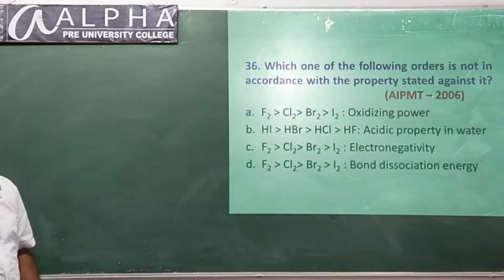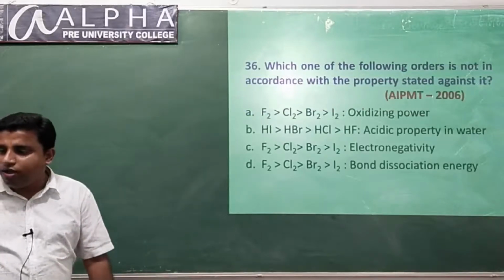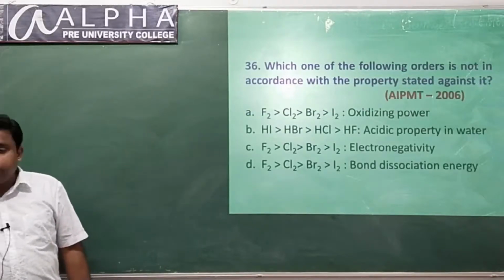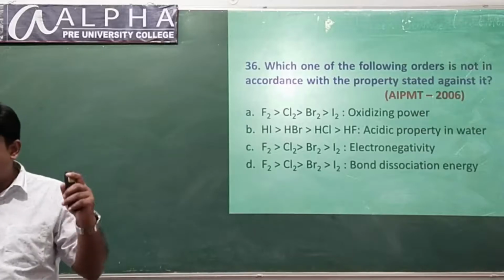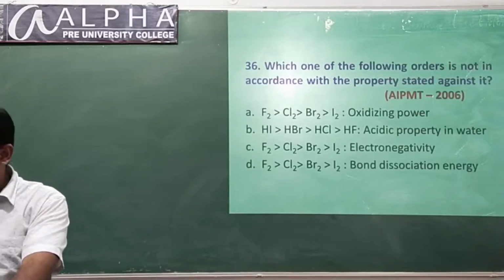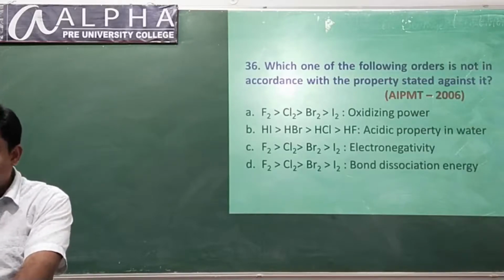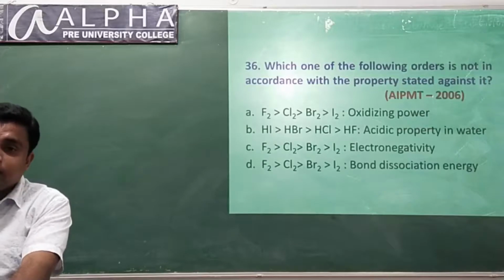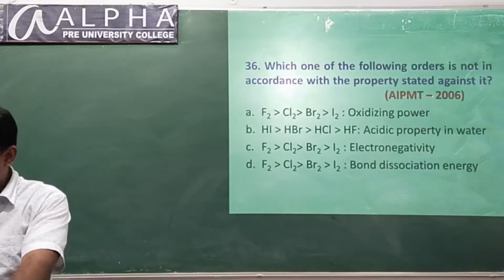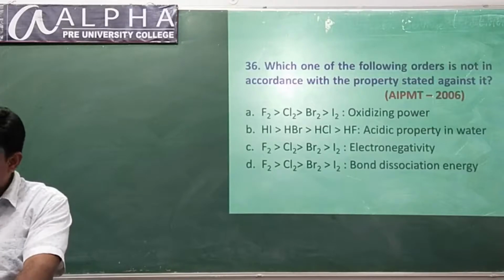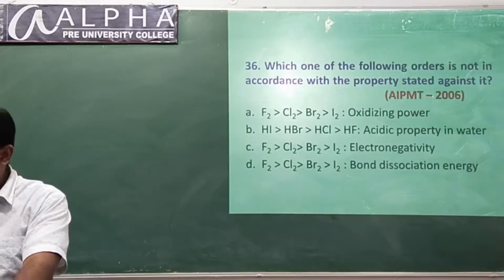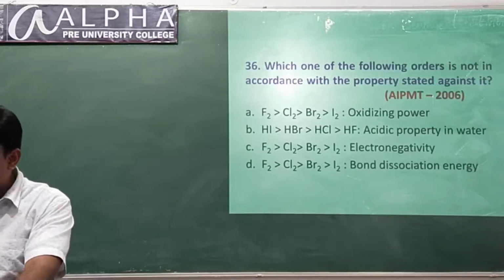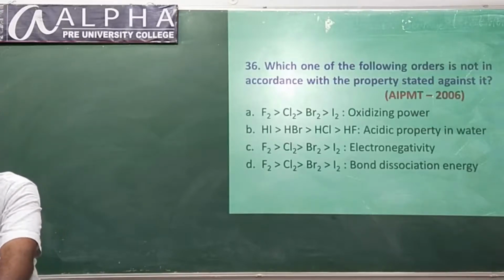Yes, next question. This type of question is very important. Which one of the following orders is not in accordance with the property that is stated against it? Read the question carefully. Fluorine greater than chlorine, greater than bromine, greater than iodine. It is oxidizing power. Hydrogen iodide greater than hydrogen bromide, greater than hydrogen chloride, greater than hydrogen fluoride.